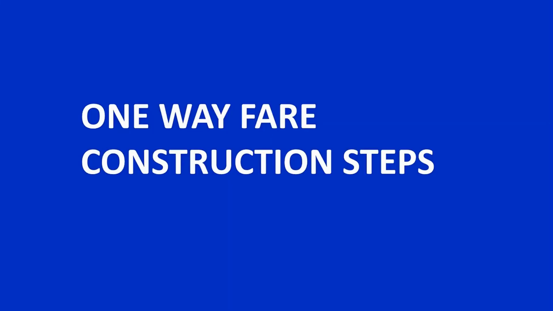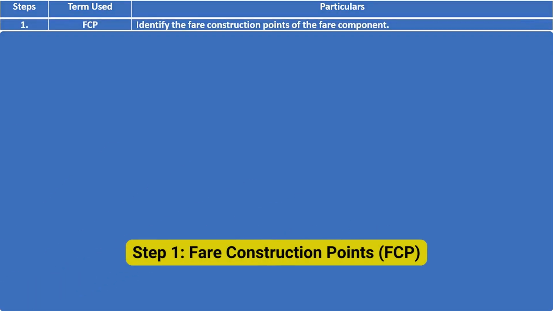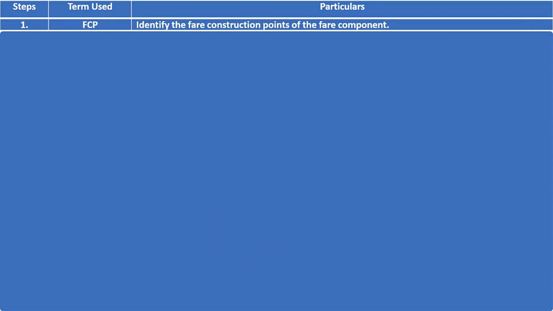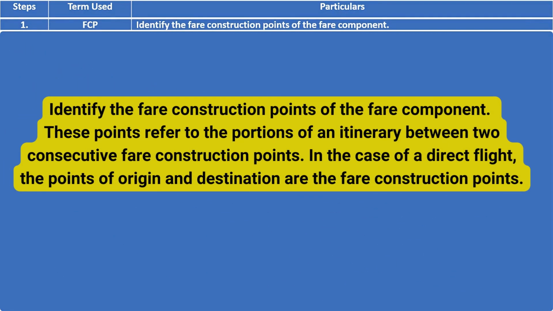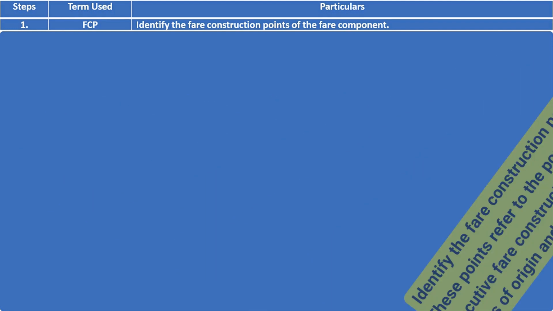For a one-way journey, here are the steps you need to follow. Step 1. Fare Construction Points, FCP. Identify the fare construction points of the fare component. These points refer to the portions of an itinerary between two consecutive fare construction points. In the case of a direct flight, the points of origin and destination are the fare construction points.